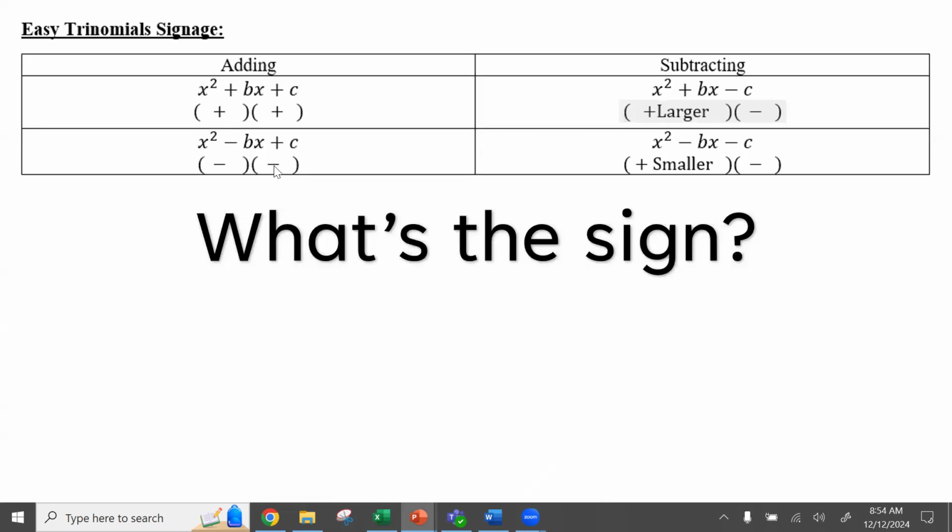So if the second sign's positive, you know you have the same signs in here. You look at the first one to see what they both are going to be because the only way to get a positive number is to multiply a positive times a positive.